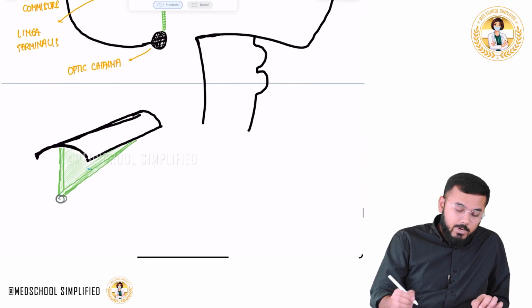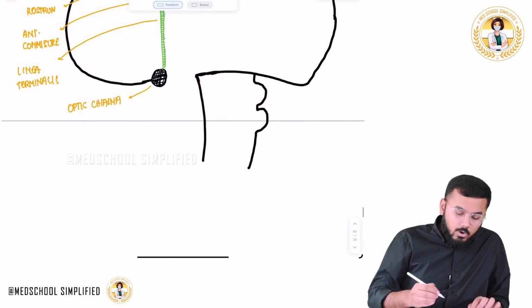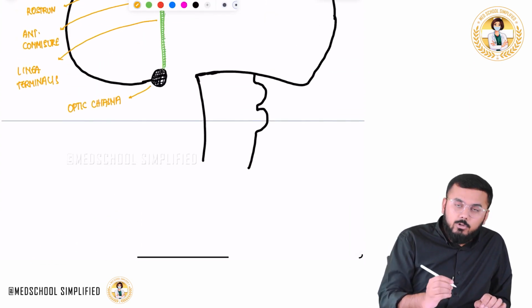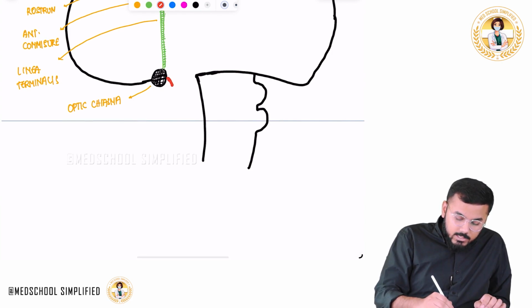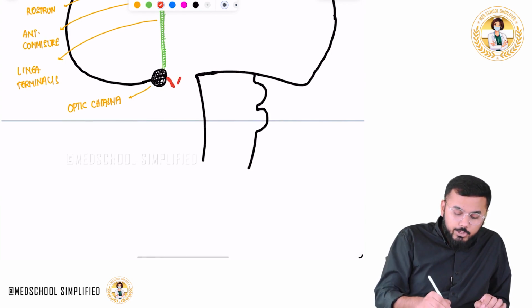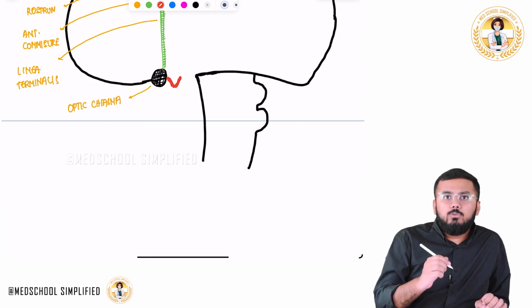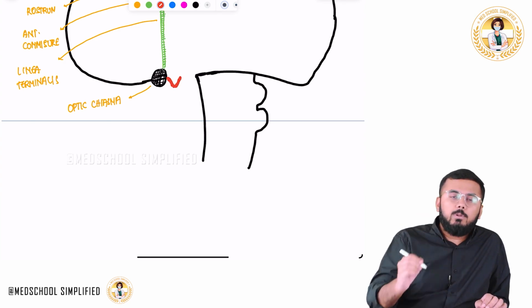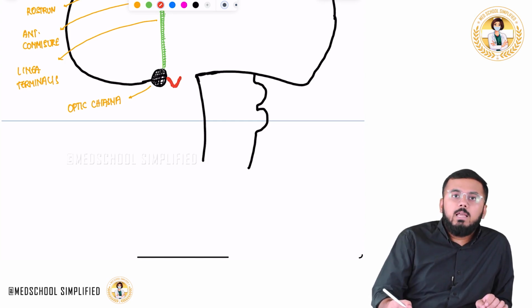Now, beneath your optic chiasma, just to the side of the optic chiasma, you have another important structure like this. This structure is called the tuber cinereum. The tuber cinereum forms a cone-shaped projection, and this conical projection is called the medial eminence.